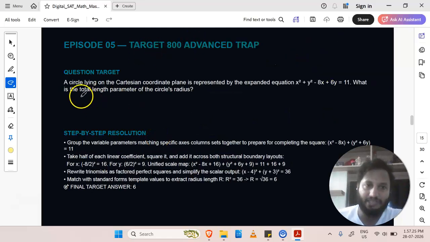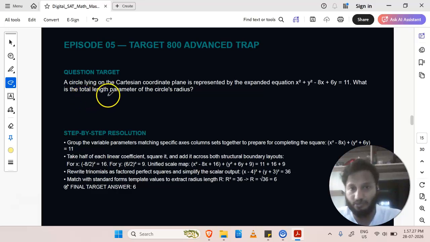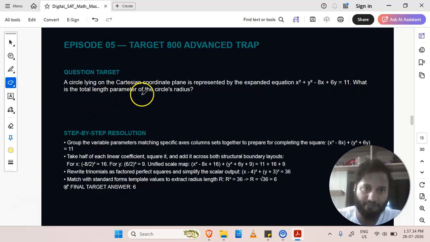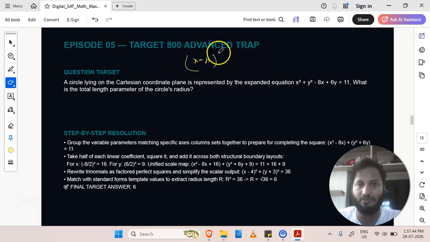Okay, the next question is: a circle lying on the Cartesian coordinate plane is represented by the expanded equation which is given. What is the length of the circle's radius? It means they're asking for the radius of the circle. Simple. So we will get it into the standard format, which is (x minus h) whole square plus (y minus k) whole square is equal to r square, where r is the radius of the circle, and (h, k) is the center coordinates of the circle. So how will we do that?